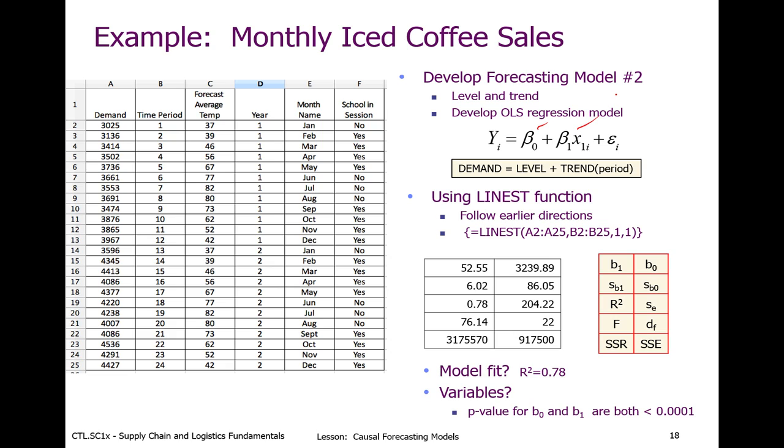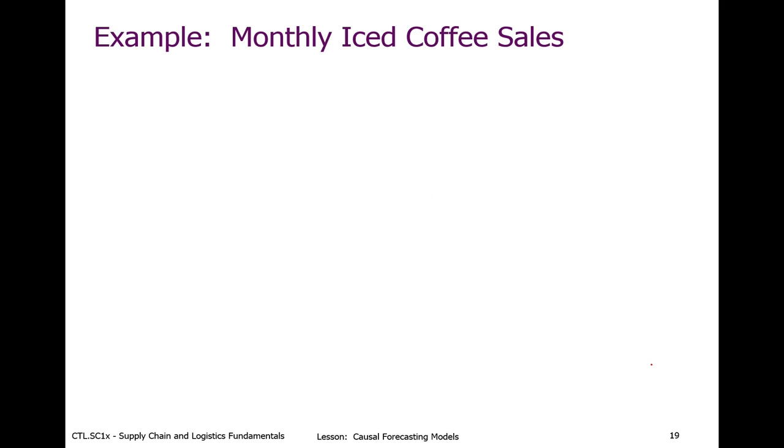And so I look at the model fit. Model fit's about the same, 0.78. We'll look at that a little closer in a second. And the variables, I'll let you test those yourself. You're doing the t-statistics, but they're both much lower than 0.0001. So the p-value is good, so it's an okay fit, and each of the variables are statistically valid. However, let's look at something a little closer.